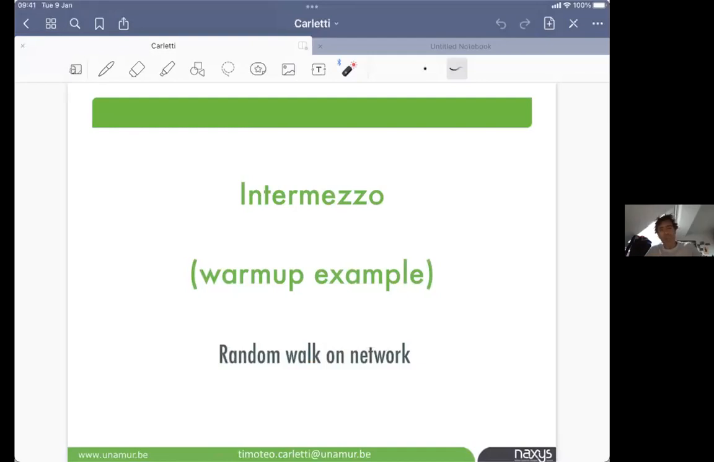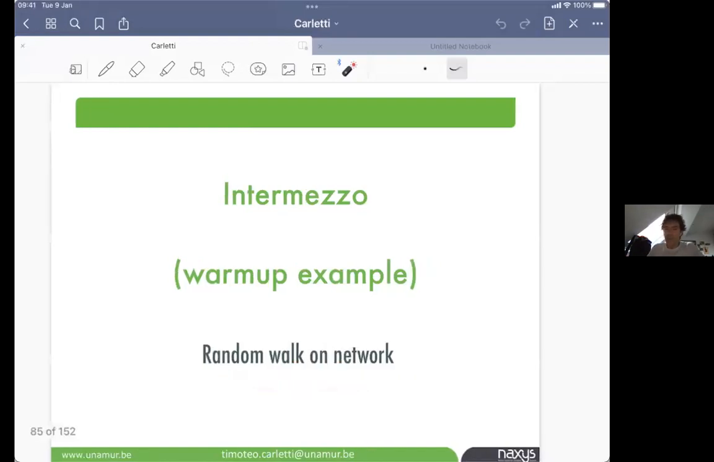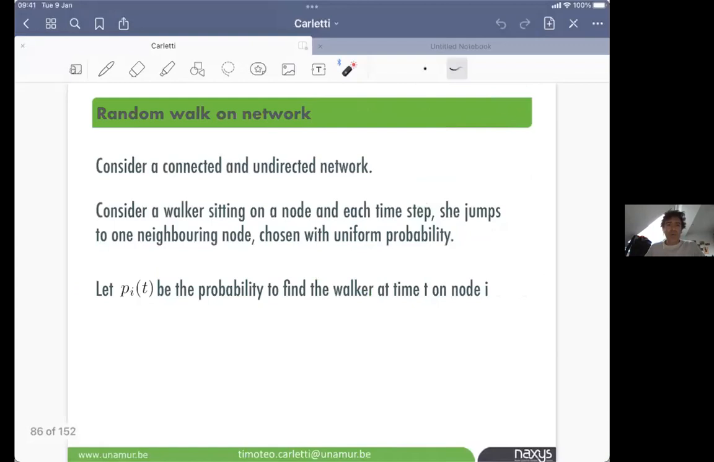And so the example is this: a random walk on a network. Okay, so what is a random walk on a network? First of all, you have a network which is non-directed, so you can jump from A to B, B to A without any problem. It is connected, so if you wait long enough, and this is ergodic, you can reach all the nodes if you wait long enough. So there are no pieces of the network that are disconnected from the rest.